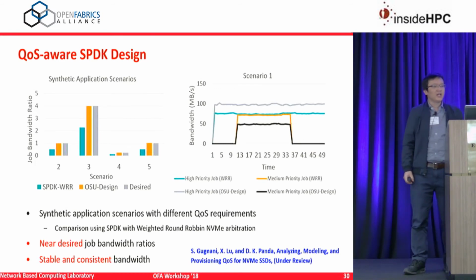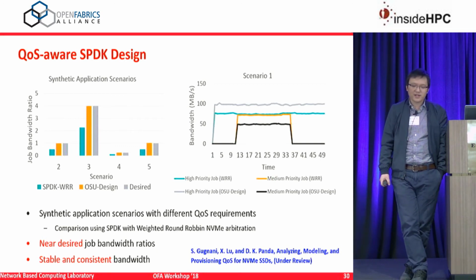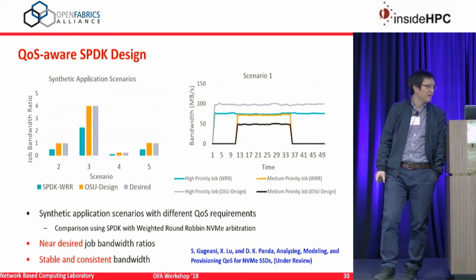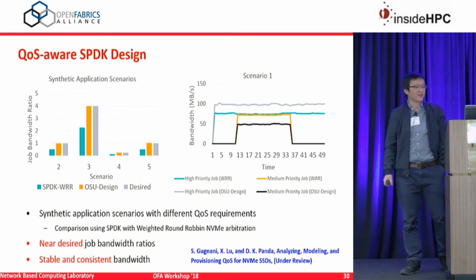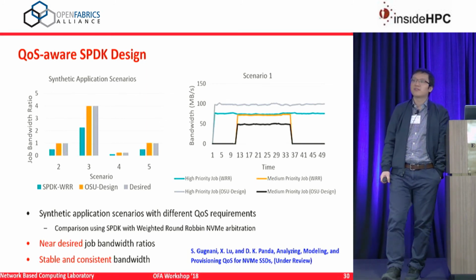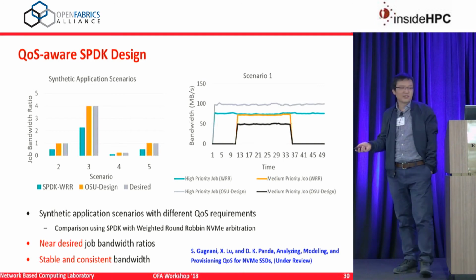Basically, the idea is that the NVMe standard provides a QoS definition, so you can implement arbitration logic at the NVMe hardware level. The default one is weighted round robin. You can implement that so that you can say what bandwidth and throughput this application should achieve, and the other application may get lower, depending on the QoS setting. So we actually did some experiments.